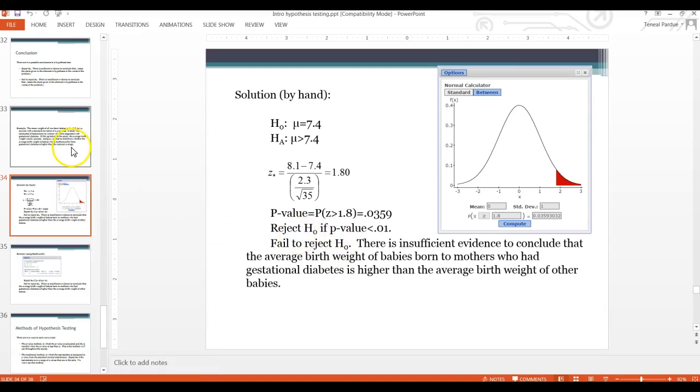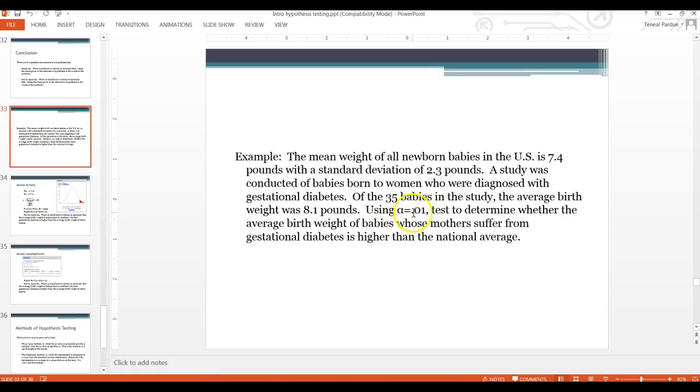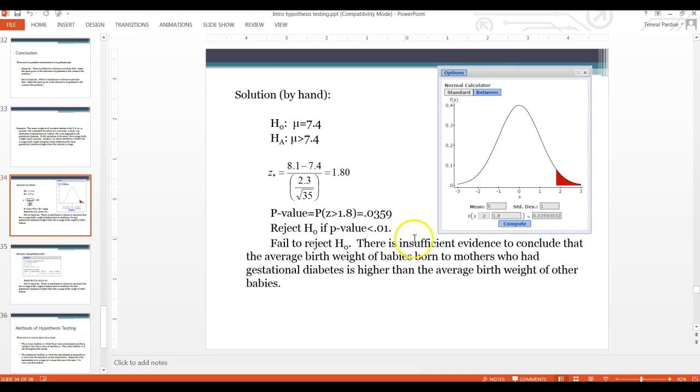In this problem, they told us to use alpha equals 0.01. So we're going to reject H0 if the p-value is less than 0.01. This p-value is not less than 0.01. That tells us that we would fail to reject H0, which means that there is insufficient evidence to conclude that the mean birth weight of babies whose mothers had gestational diabetes is higher than the birth weight of other babies.